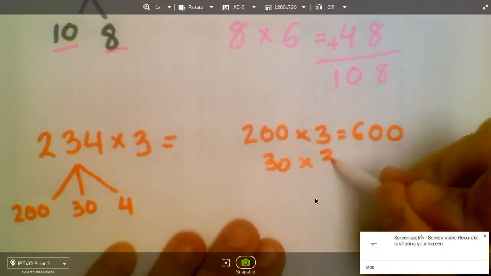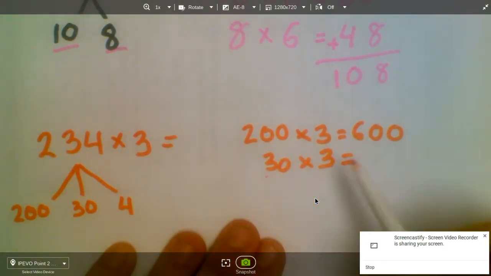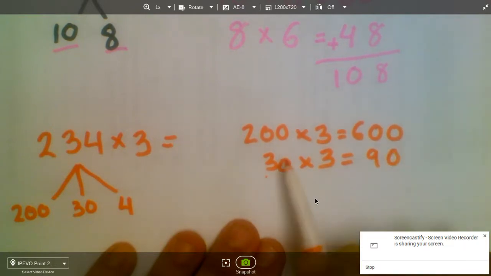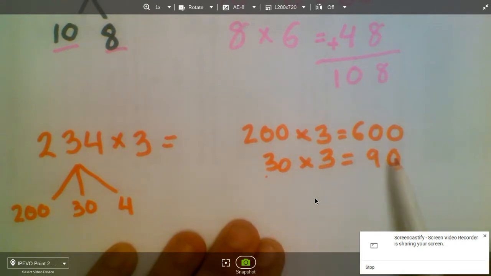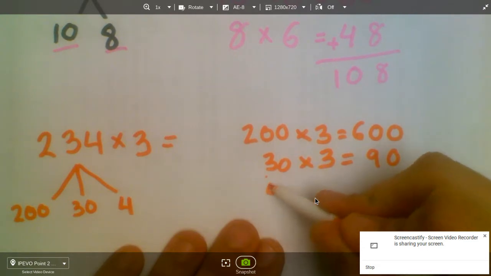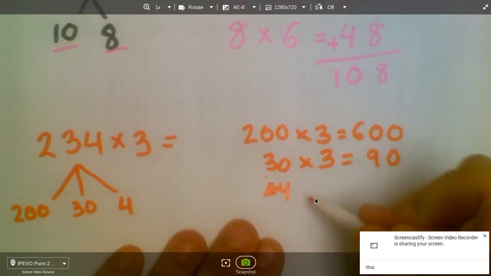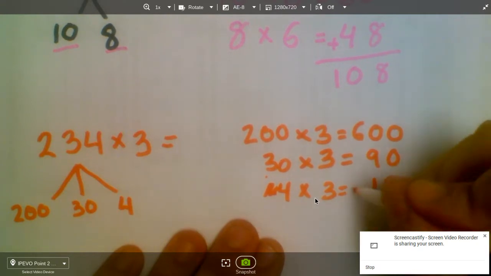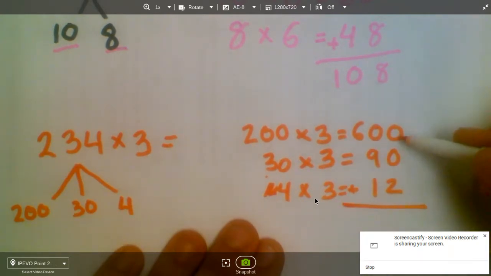30 times 3 equals, well, 3 times 3 equals 9. So 30 times 3 is going to be 90. Look at how I'm keeping all of my place values lined up. Ones, tens, hundreds, ones, tens, hundreds. And lastly, I have 4 times 3. I was keeping them lined up. 4 times 3 equals 12. And so right here, I'm going to add that up.